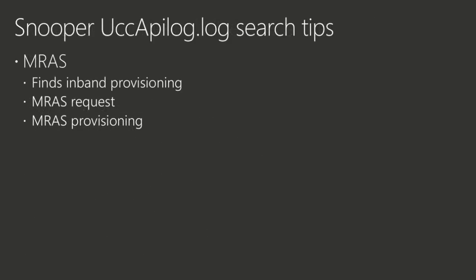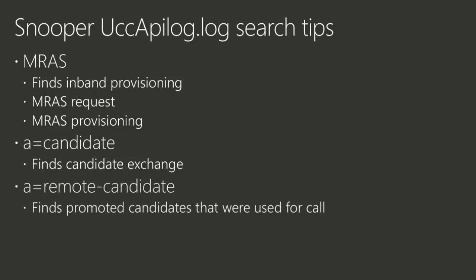Some search tips for Snooper. So search for MRAS, then you find the in-band provisioning, the MRAS requests, the MRAS provisioning. If you search for A equals candidate, you can find the candidate exchange. And then if you search for A equals remote candidate, you find the promoted candidates that were used for the specific call.